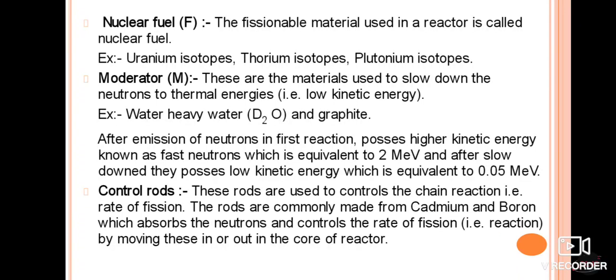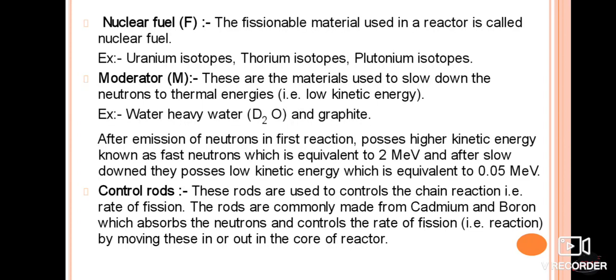Coming to the third one, that is the control rods. Control rods are the rods which are used for controlling the rate of the reaction or the rate of fission. The rods are commonly made from cadmium as well as boron, which absorb the neutrons and control the rate of fission by moving these rods in and out of the core of the reactor.